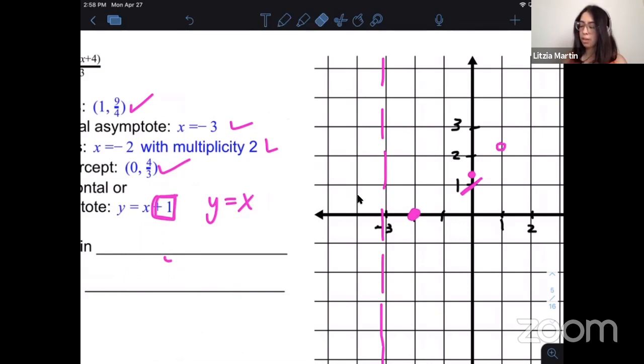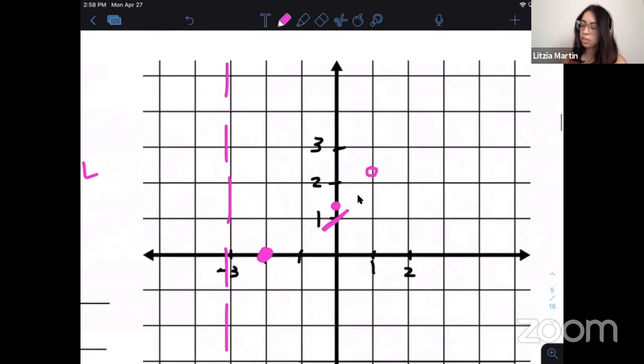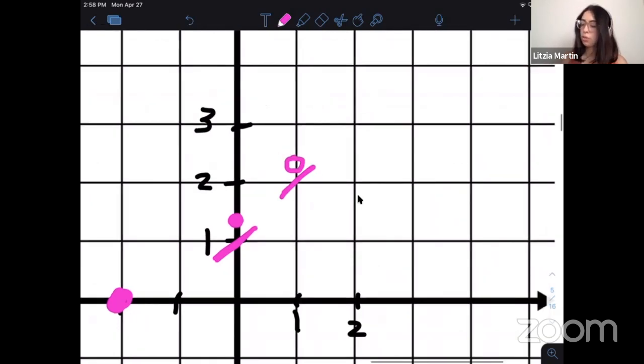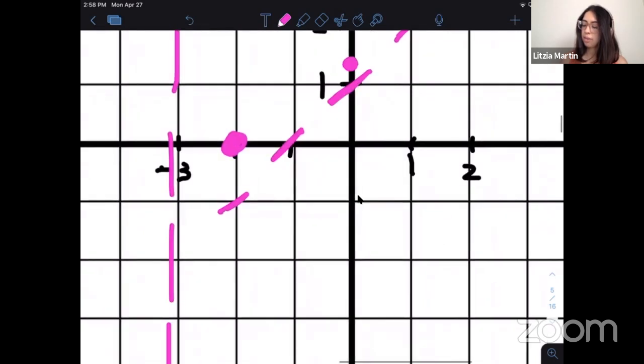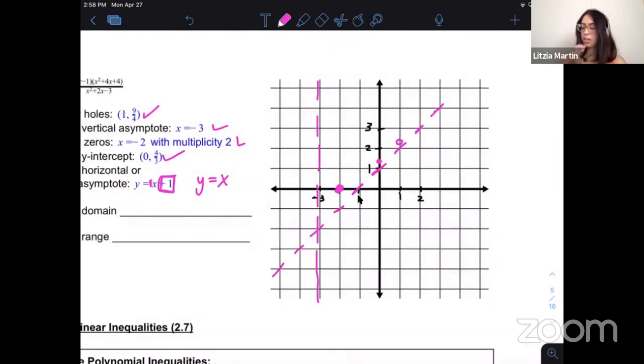But we're starting at 1, and then the slope of this line is 1. So from this point, we're going to go up 1 over 1, and this is where I'll do my next kind of dash there. And then again, up 1 over 1, up 1 over 1. And so we can also go down 1 over 1, down 1 over 1, and we get our slant asymptote there.